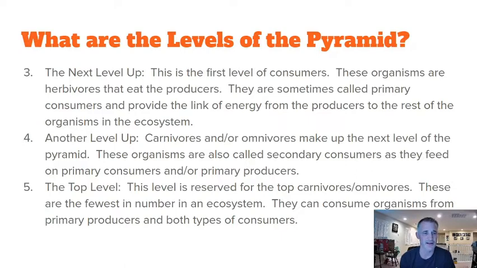And then the very top level, this is the level reserved for the top carnivore, the top of the food chain. Sometimes you hear people call it a food chain. These are the fewest in number in an ecosystem, and they can consume organisms from primary producers and both types of consumers.